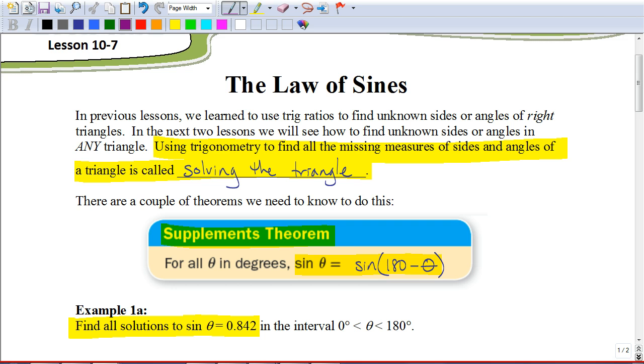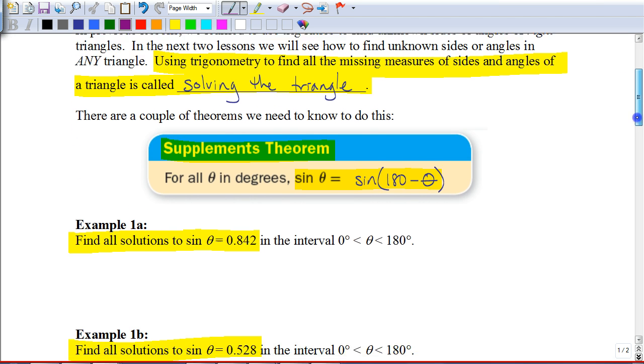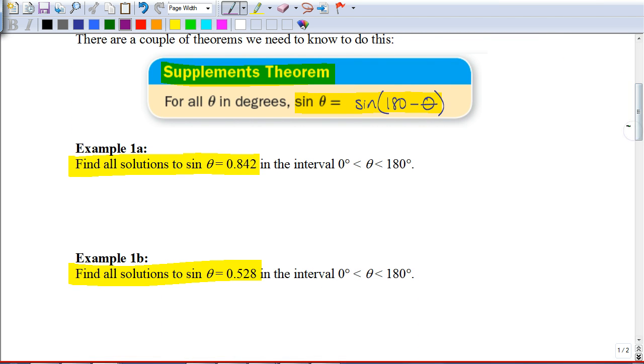So one of the tools that we need to know about is called the supplements theorem. It says that for all angles in degrees, the sine of an angle is equivalent to the sine of 180 minus the angle. So in other words, if we want to find another angle that has the same sine value, you subtract it from 180. Let's look at this example.